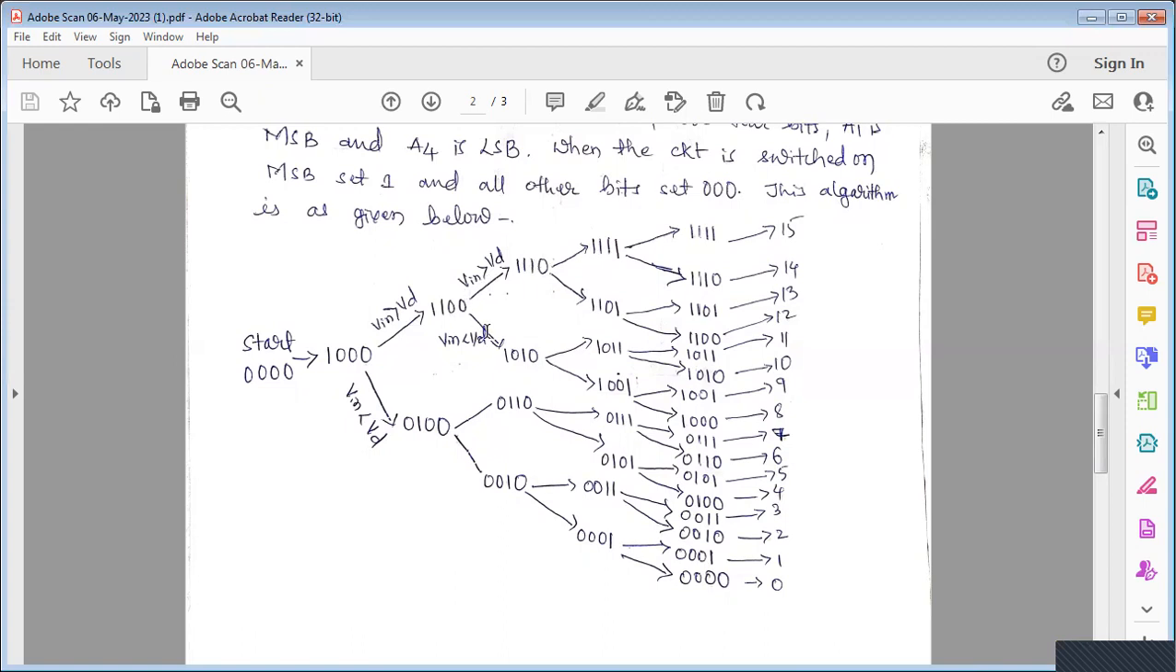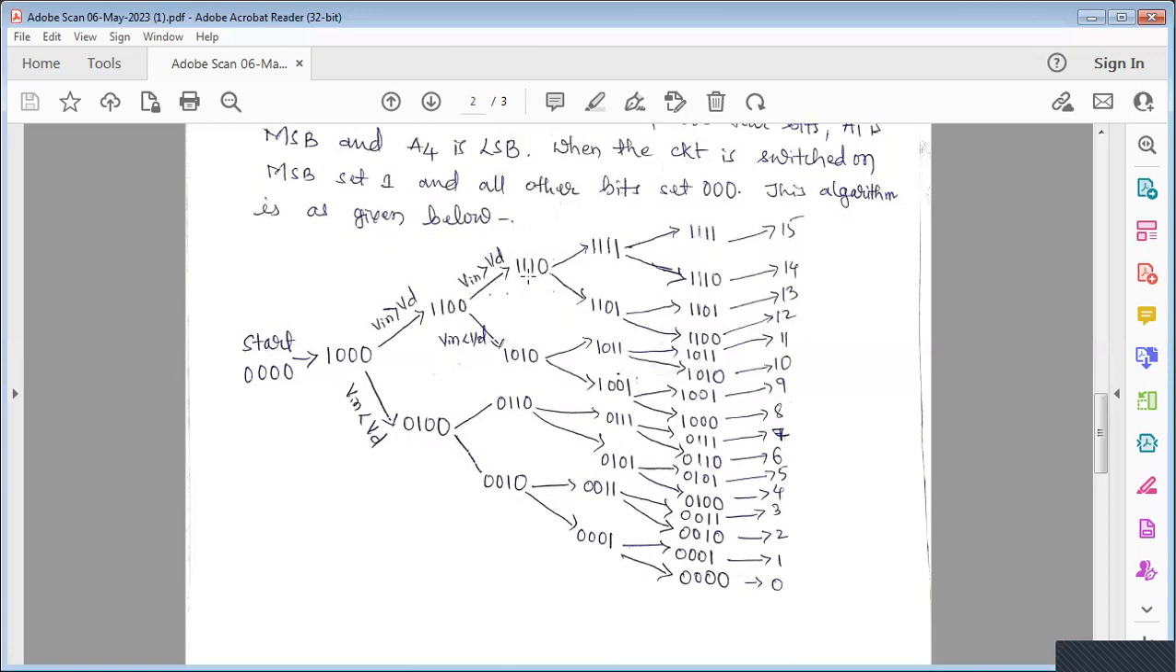And here, when Vin is less than VD, the already set bit should be reset. So here, the second MSB is the already set bit, so we have to reset that. That is why this goes 0. And set the next bit. Set the next bit means this one. This is the next bit, which is 0, and we have to set it. So it becomes 1, and this is the output.